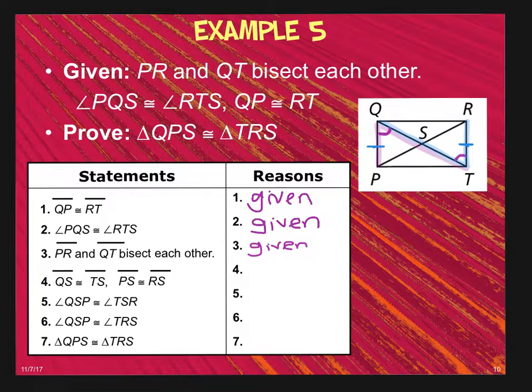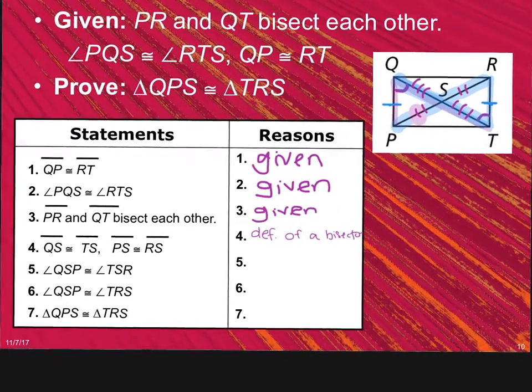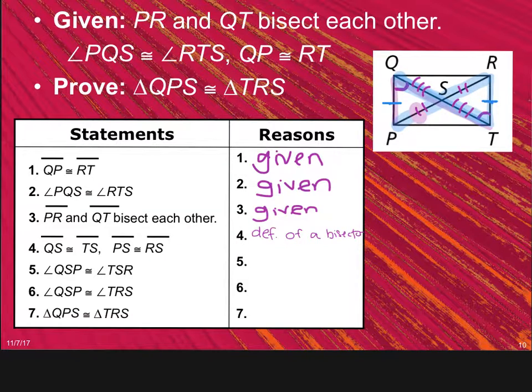So if I were to just go off of what they gave me, the fact that PR and QT bisect each other means that it cuts these into 2 congruent parts, which is what number 4 says, right? QS is equal to TS, PS is equal to RS. That's the definition of a bisector, which says that 2 segments that bisect each other, or something that bisects the others, would cut them into 2 equal parts.